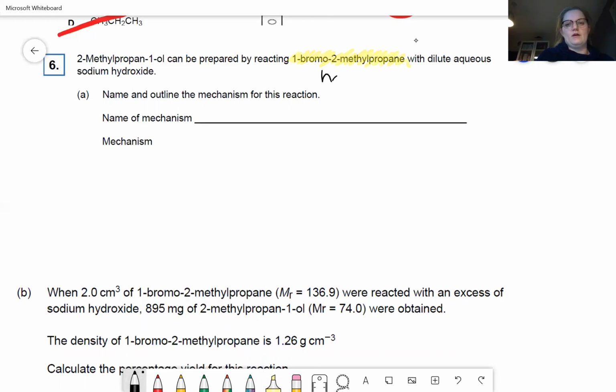So we've got a halogenoalkane there. What we want to do for this is name and outline the mechanism for this reaction. Well, we've got 2-methylpropan-1-ol, that's a hydroxide. That's what we need to know there.